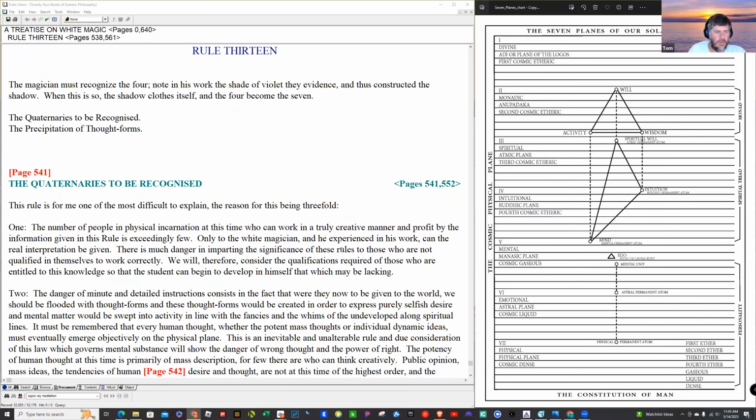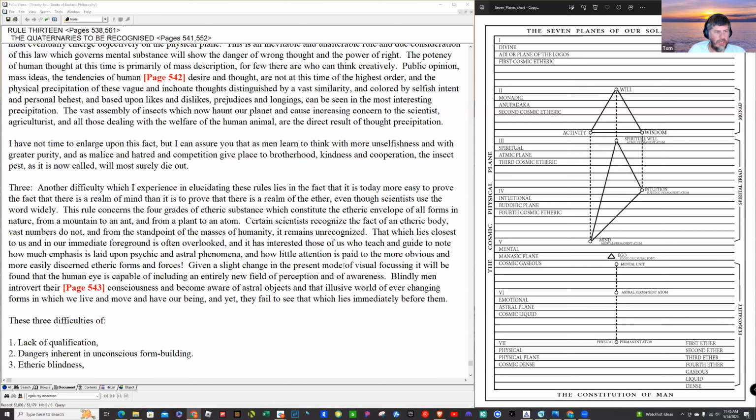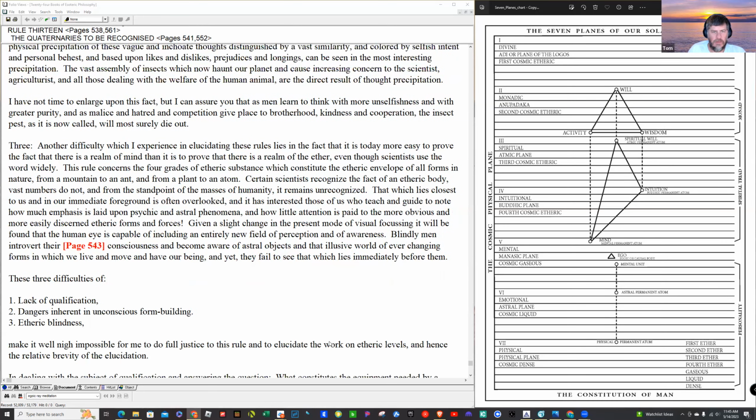And the third reason why this is most difficult for DK to explain is another difficulty which I experienced in elucidating these rules. It lies in the fact that it is today more easy to prove the fact that there is a realm of mind than it is to prove that there is a realm of the ether, even though scientists use the word widely. This rule concerns the four grades of etheric substance, which constitute the etheric envelope of all forms in nature, from a mountain to an ant, and from a plant to an atom.